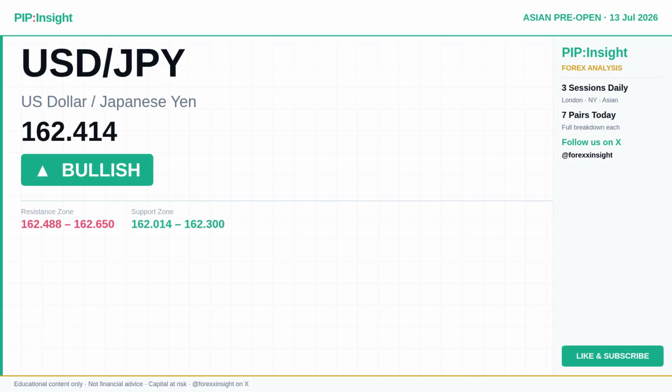Dollar yen. The chart is showing bullish structure on this session. The 4-hour trend is to the upside and the 1-hour is also pointing higher. Resistance is marked between 162.48 and 162.65. Support is marked between 162.014 and 162.3. Here is the full chart breakdown.